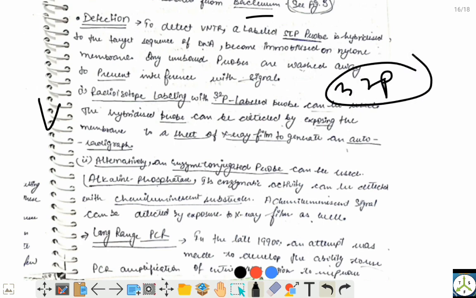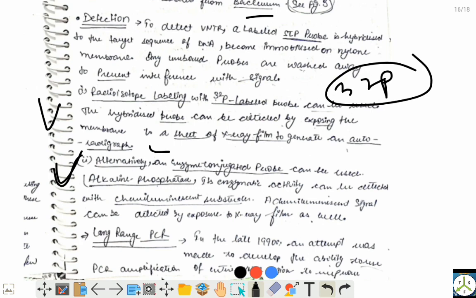The probe can be used. The hybridized probe can be detected by exposing the membrane to a sheet of X-ray film to generate the autoradiograph. Alternatively, we can use an enzyme conjugated probe with alkaline phosphatase. This enzyme's activity can be detected by chemiluminescence, using a chemiluminescence substrate. The chemiluminescence signal can be detected by exposing X-ray film as well.